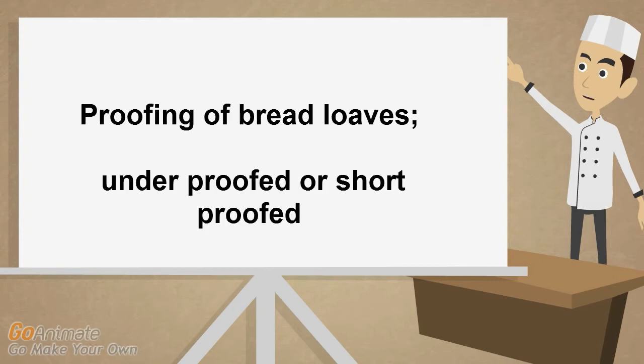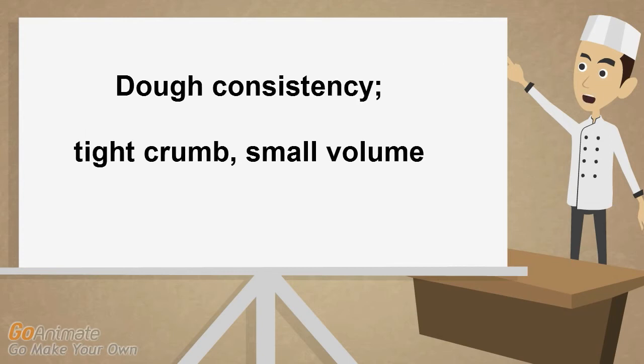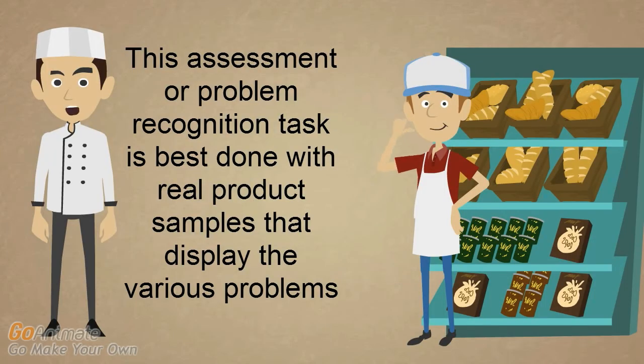Proofing of bread loaves. Underproofed or short-proofed. Dough temperature too cold. Inadequate volume, crumb with small pores. Dough consistency. Tight crumb, small volume. These are some problems that are similar in appearance, and will be difficult for students to distinguish. This assessment or problem recognition task is best done with real product samples that display the various problems.